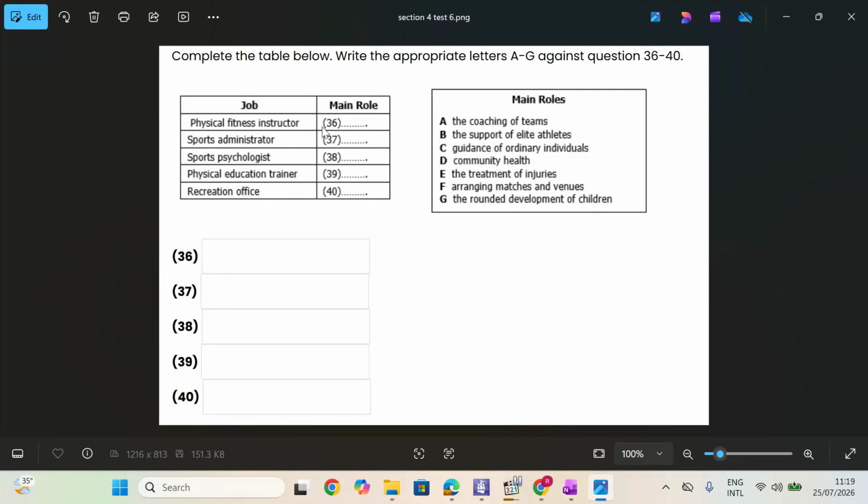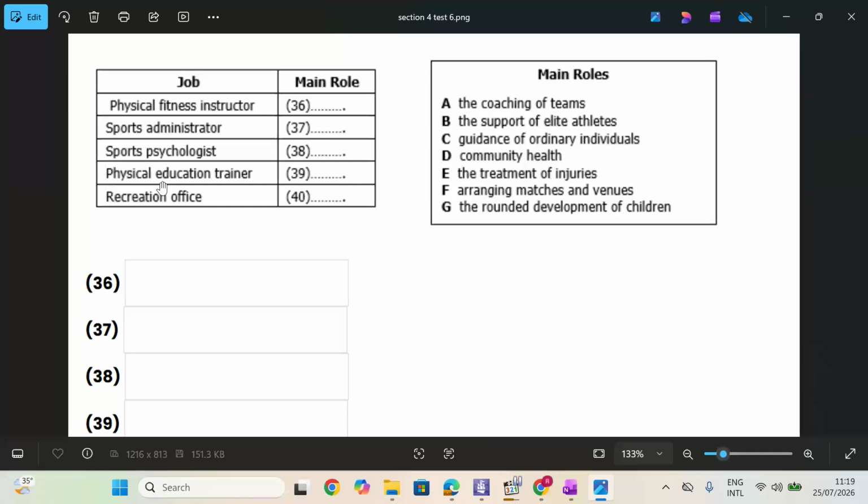We need to find the main role for the physical fitness instructors, the sports administrators, the sports psychologist, physical education trainer, and recreation officers. What are the main roles you choose? Is it the coaching of teams, the support of elite athletes, guidance of ordinary individuals, the community health, the treatment of injuries, arranging matches and venues, the rounded development of children? Okay?